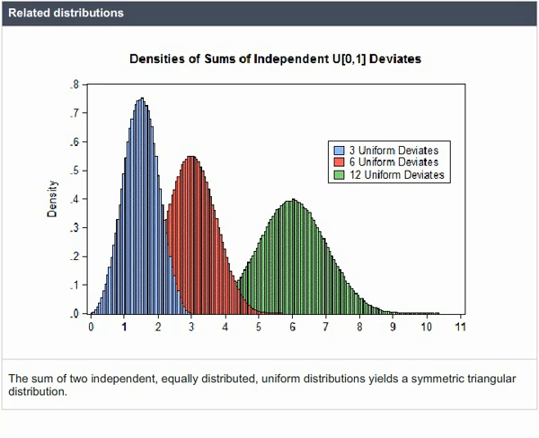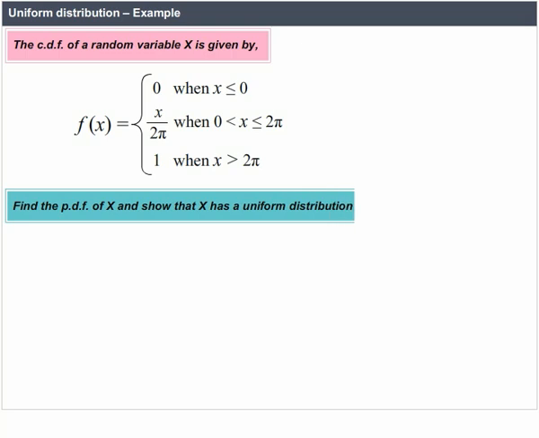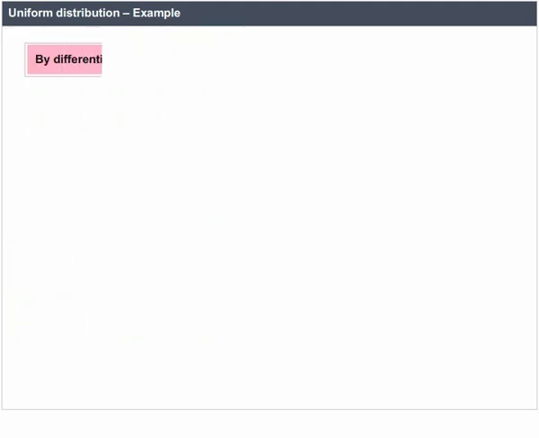Uniform distribution example. The CDF of a random variable x is given by F(x) equal to 0 when x is less than or equal to 0, x by 2 pi when 0 is less than x less than or equal to 2 pi, and 1 when x is greater than 2 pi. Find the PDF of x and show that x has a uniform distribution in the interval (0, 2 pi). Find also the probability of pi by 4 less than or equal to x less than or equal to pi by 2. By differentiating F(x) with respect to x, obtain the PDF of x.